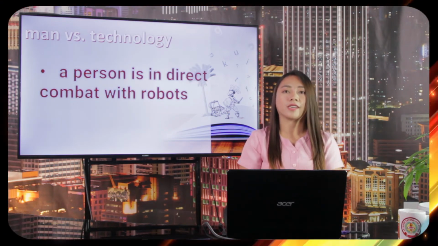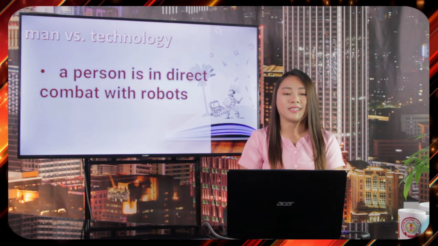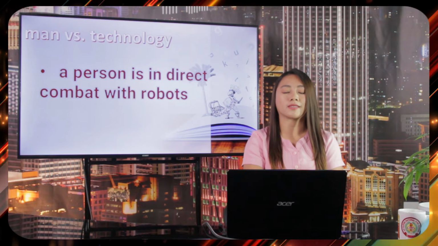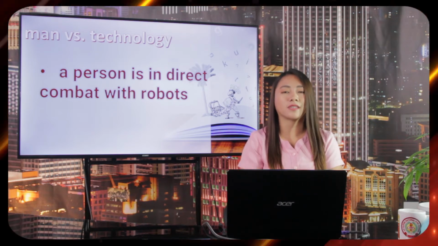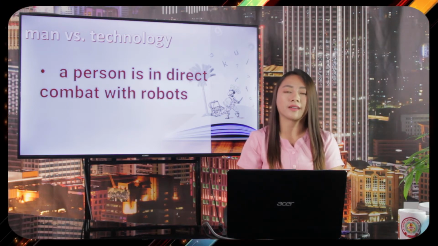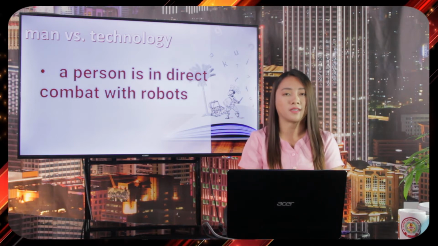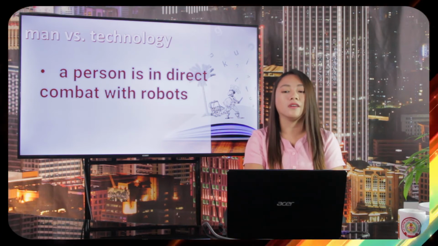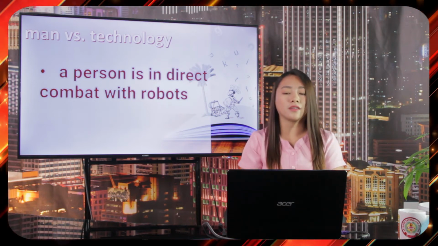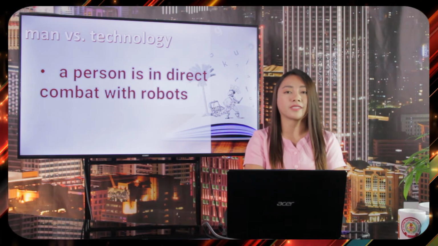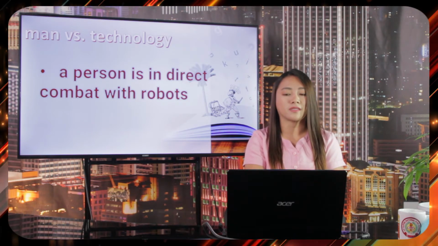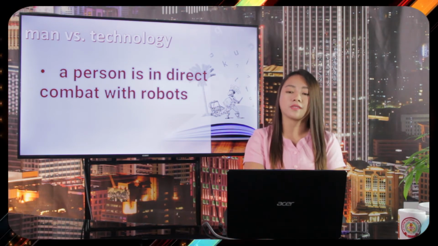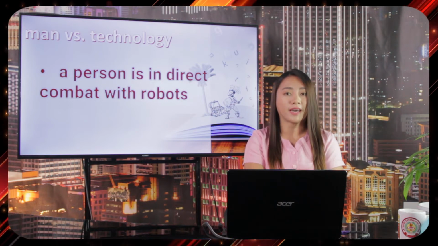We have the fifth type of conflict, man versus technology, or we also call this one man versus machine. So it can mean that a person is in direct combat with robots or machines in the context of science fiction, or it could mean simply that technology stands in the way of the protagonist getting what she wants. In the science fiction version, the same attributes of a man versus man conflict apply.